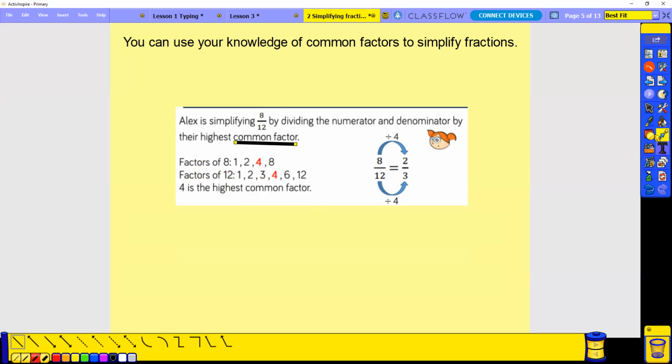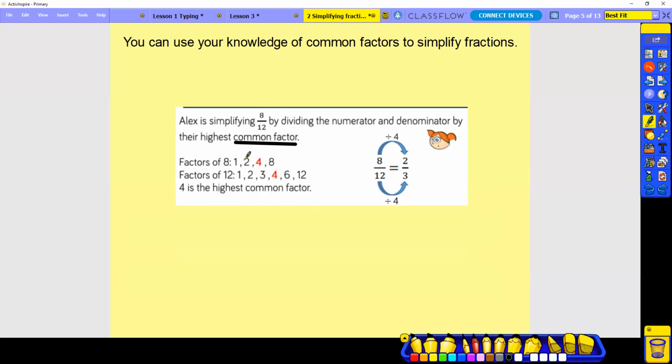So we're looking now for the common factors. So we've got, for example, let's get a highlighter, we have 2 that is a factor of both, and then we've also got the 4. Now the 4 is the one that we're going to use because that's the highest common factor. So it's the largest factor of both of those numbers.